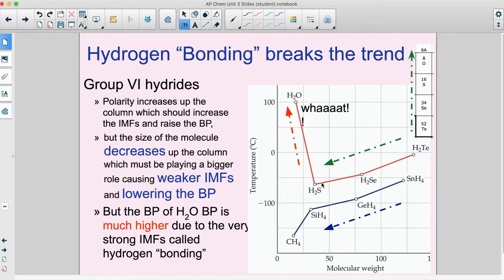The same thing happens with the group 15 elements. They're not shown here, but we see the same trend, where we see a spike in ammonia. So NH3 is very high compared to things like PH3, AsH3, and so forth. So we see a similar pattern for the group 15 hydrides.